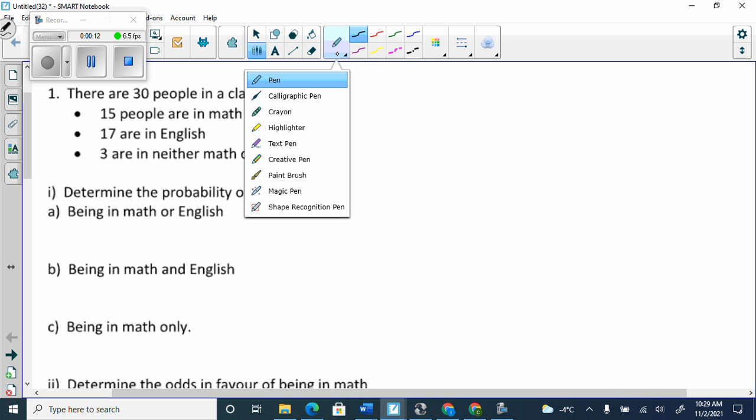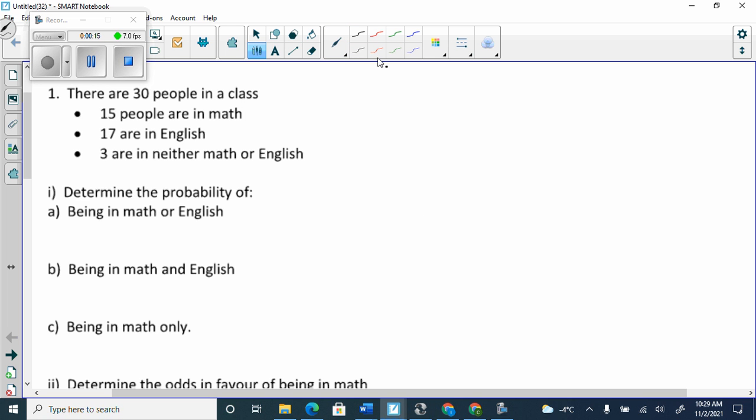We're on this page. So this one here says, we're going to read the question. There are 30 people in class. Yep.